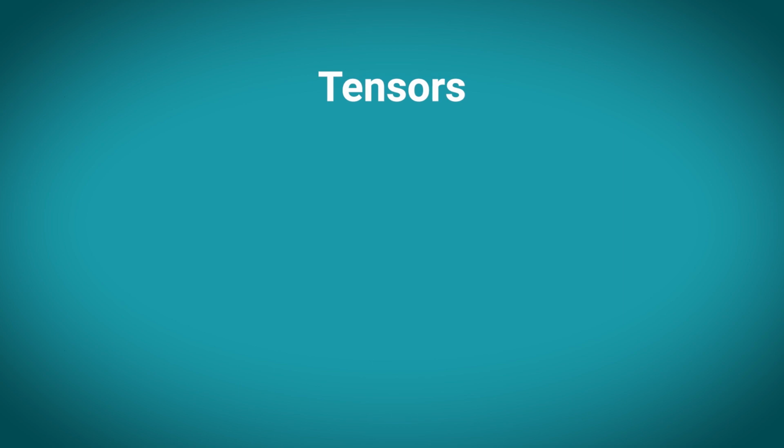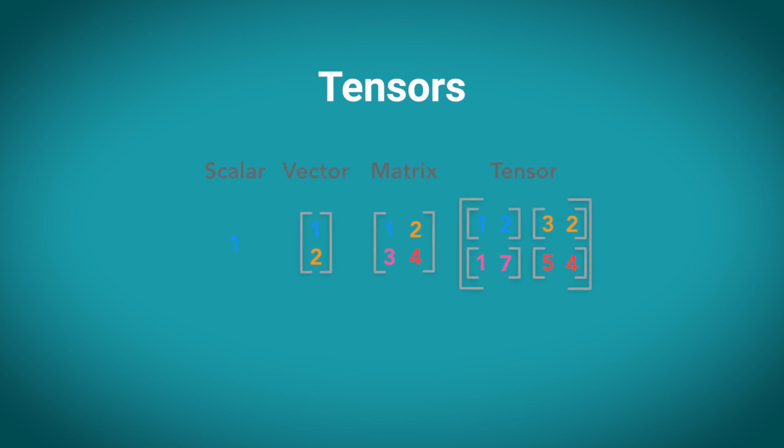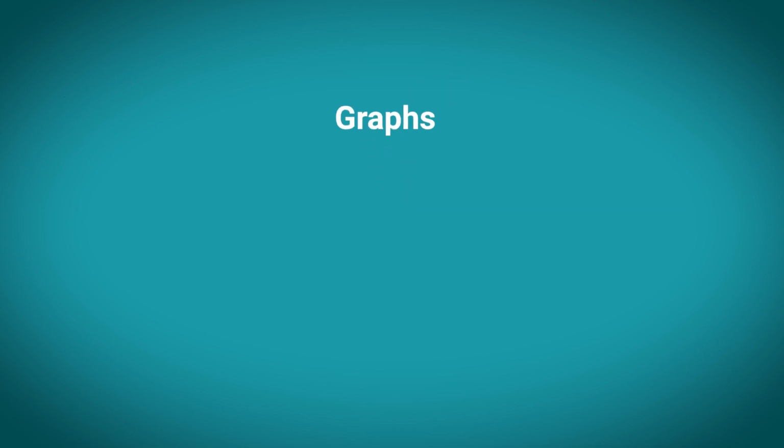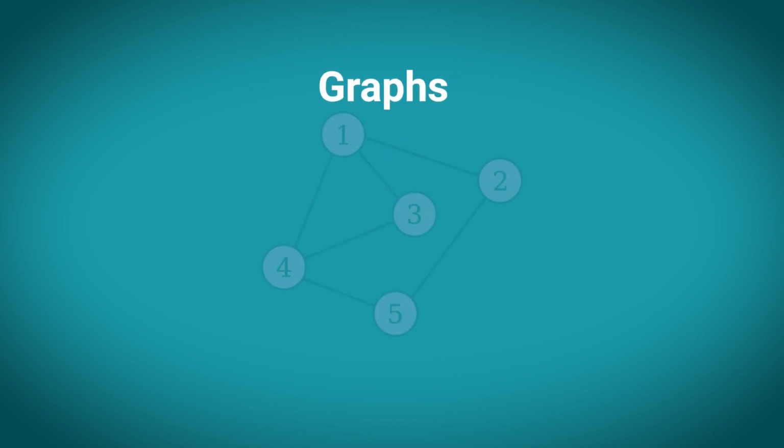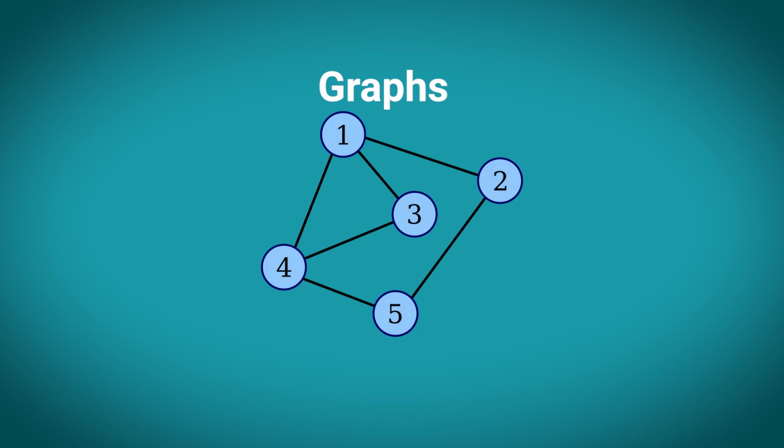First, tensors. Tensors are multidimensional arrays and the primary data structure in TensorFlow. They have properties like rank, shape, and data type. Second, graphs. TensorFlow represents computations as a directed graph of nodes. Each node represents an operation on tensors, and the edges represent the flow of tensors between operations.